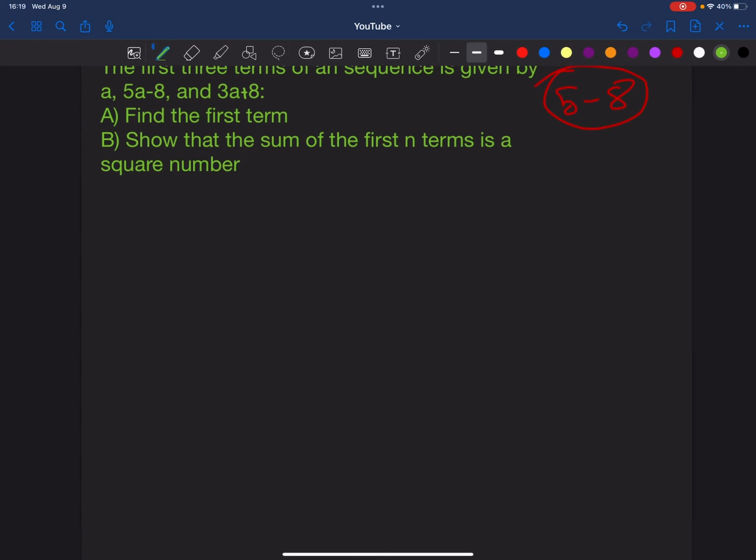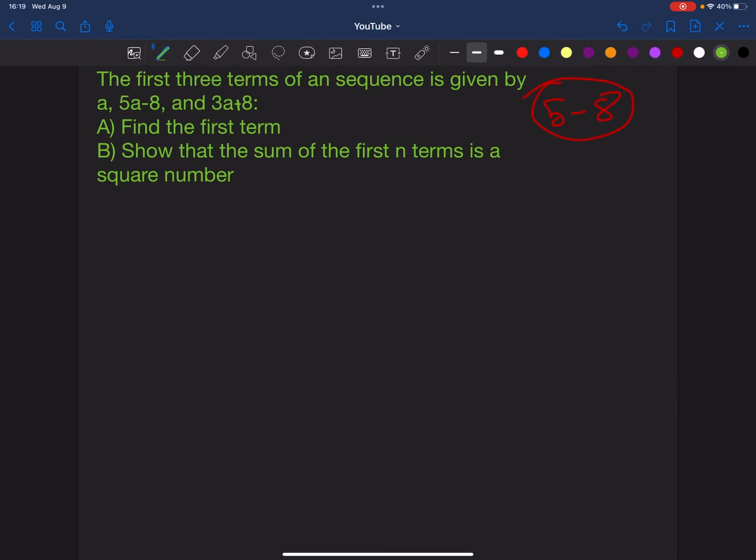Now for the last question. The first three terms of a sequence is given by a, then 5a minus 8, and 3a plus 8. Find the first term, and then they want us to show that the sum of the first n terms is a square number. Okay, so obviously the first thing we're going to do is to try to find a. Let's rewrite the sequence. So a, and then t2 is 5a minus 8, and then t3 is 3a plus 8.